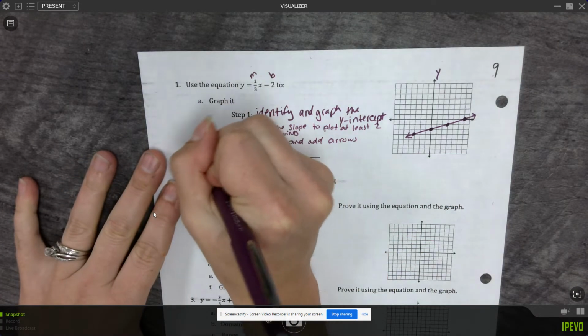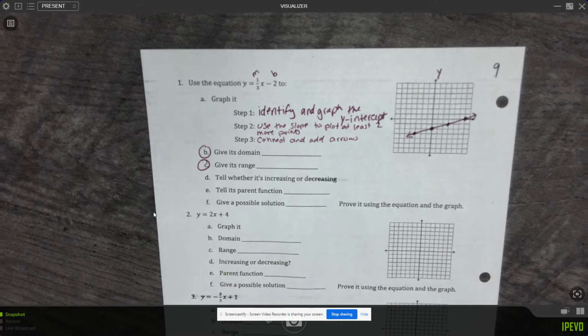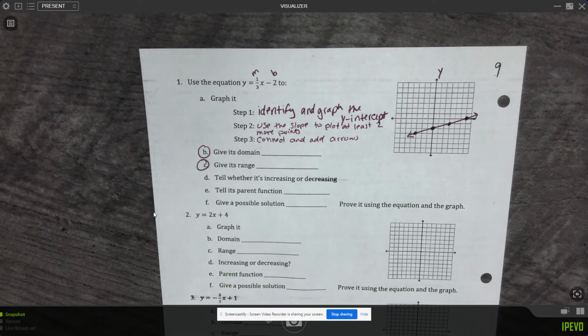Domain and range. Stop here right now. Pause your video and ask Mrs. Mullen about the domain and range. Stop the video. Talk with Mrs. Mullen about the domain and range.